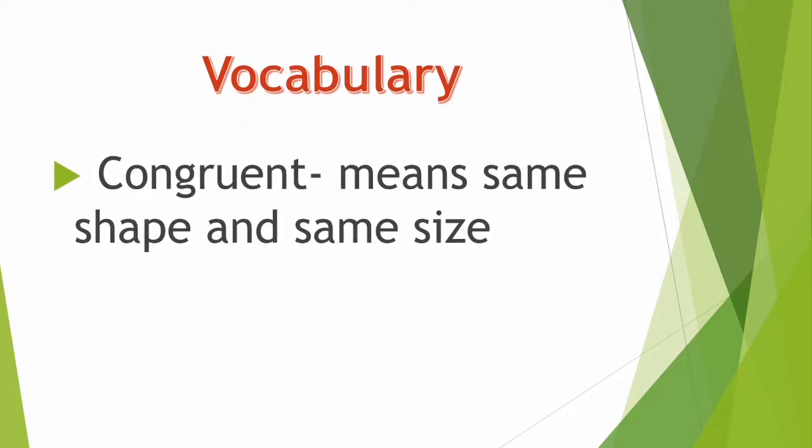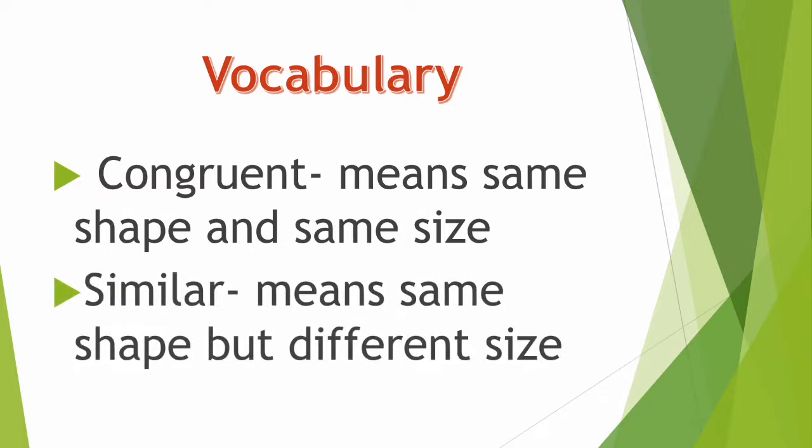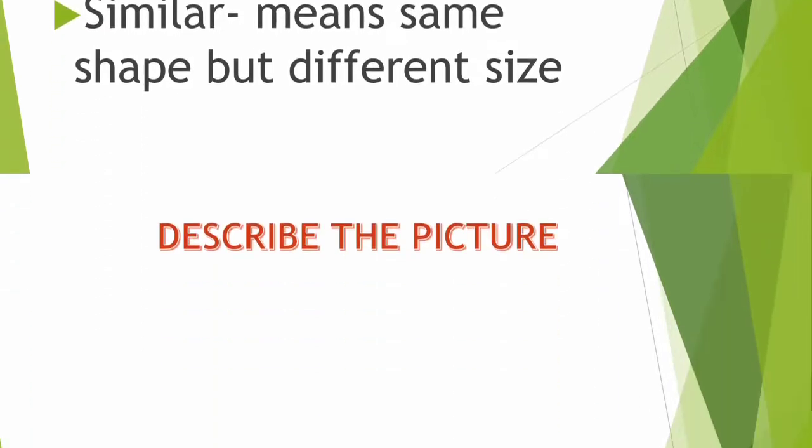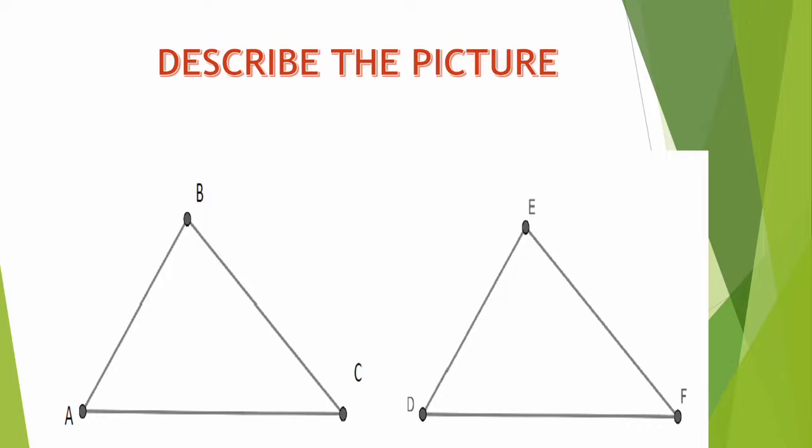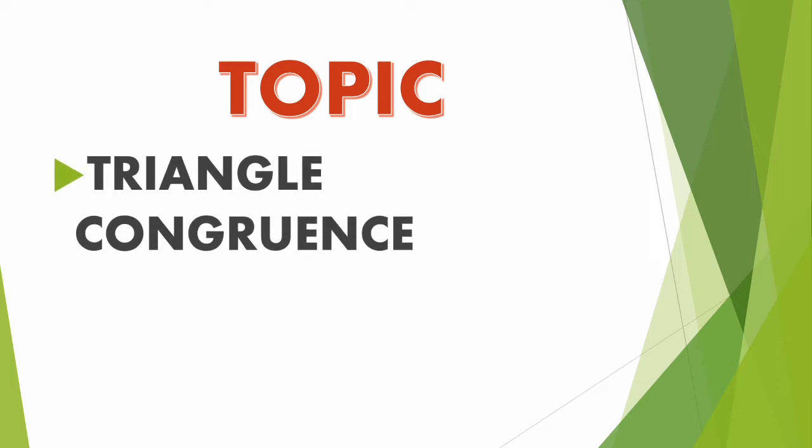Congruent means same shape and same size, while similar means same shape but different size. I have here a picture. How can you describe the picture? Is it congruent or similar? Yes, it is congruent because if you examine the picture, they have the same shape and the same size. That is why our lesson for today is about triangle congruence.